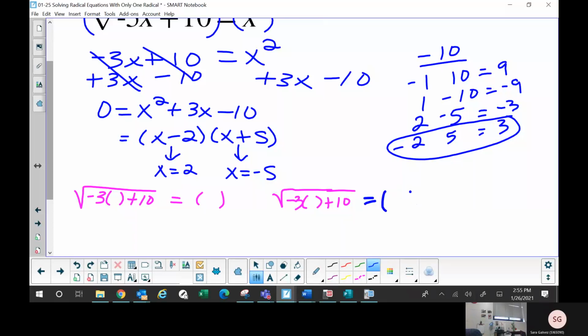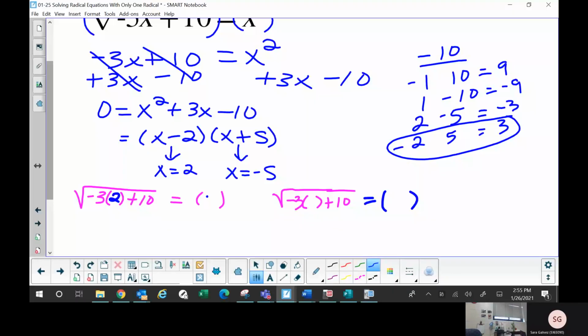Oh well. I tried to make it pink. Didn't like it. Okay, so we found x to be 2 and negative 5. If I weren't recording this, I'd say some very bad words.